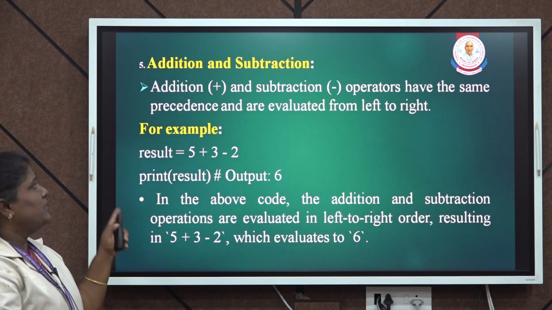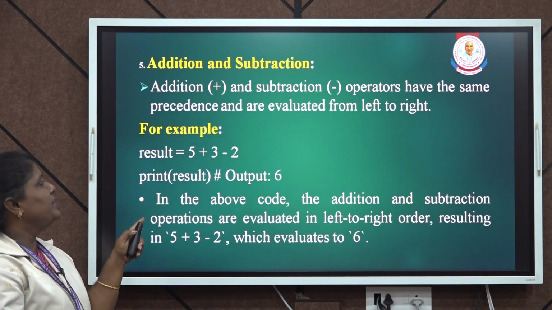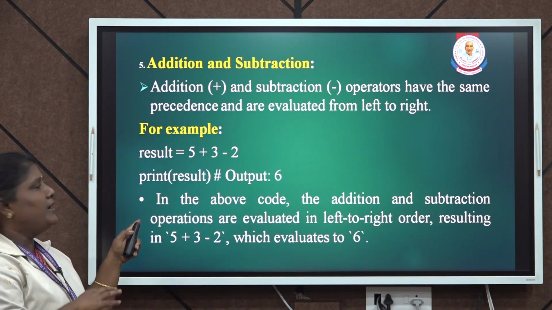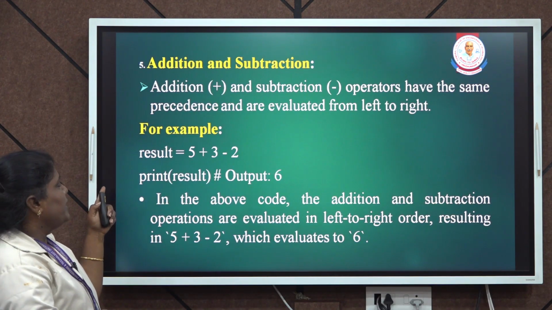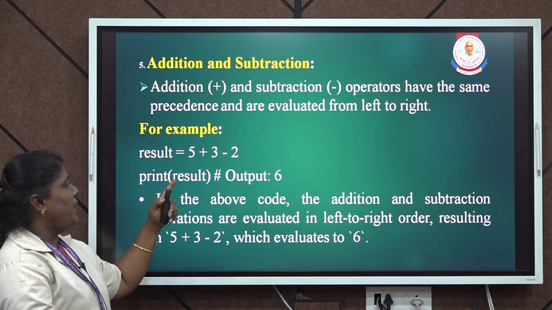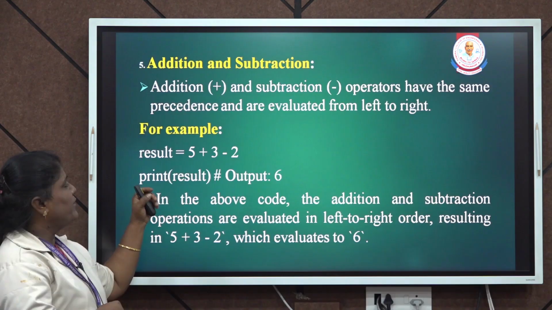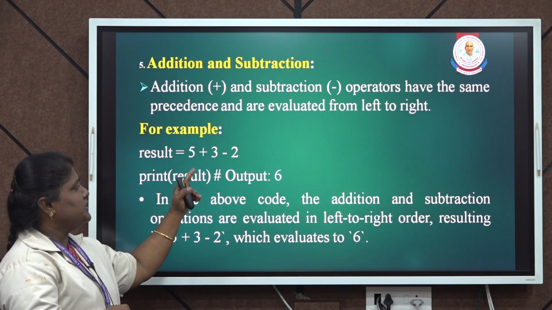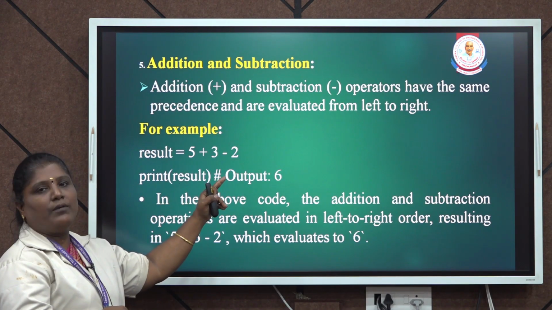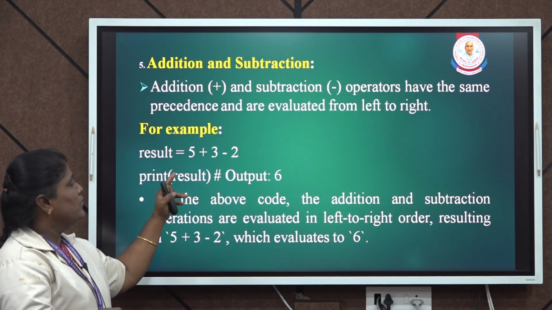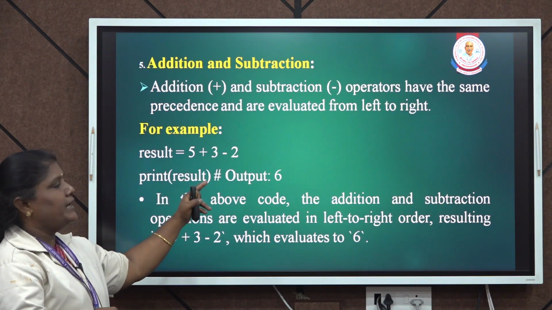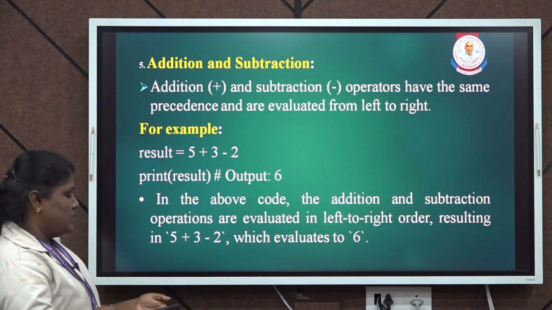Addition and subtraction both have the same precedence, so they are evaluated from left to right. For example, result equal to 5 plus 3 minus 2. Both addition and subtraction are there. They are evaluated from left to right, so first the addition is performed, then the subtraction. 5 plus 3 is 8, 8 minus 2 is 6. The output is 6.